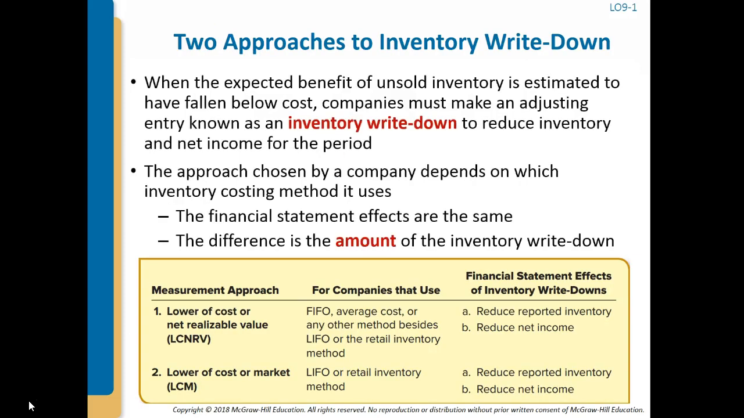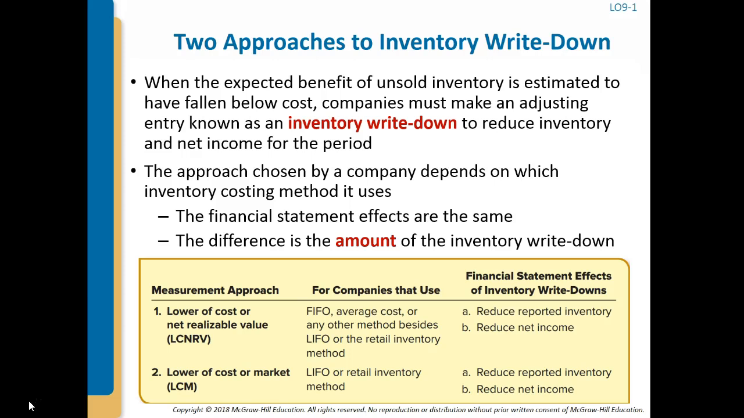So, when the expected benefit of unsold inventory is estimated to have fallen below its cost, companies have to depart from the cost basis of reporting ending inventory, and an adjusting entry is needed to reduce the reported amount of inventory and then to reduce net income for the period. Now, the end of period adjusting entry is known as an inventory write-down. Two measurement approaches for recording an inventory write-down are shown here.